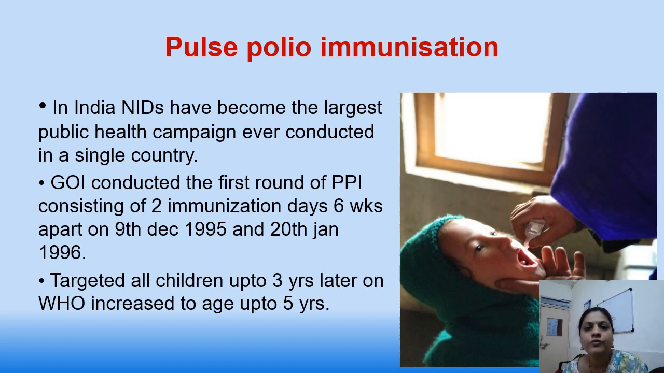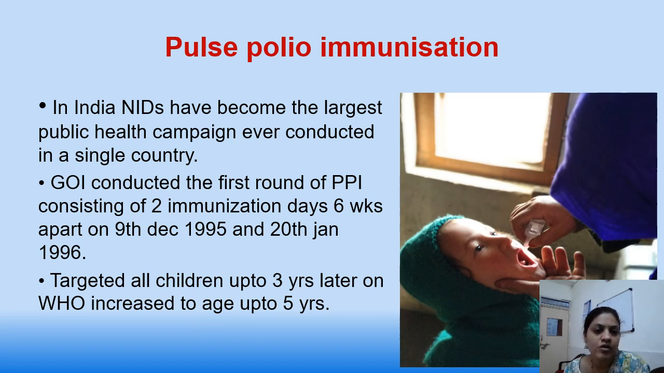Now we come to the fourth important point in eradication. The first was routine immunization. The second was the switch, the third was the AFP surveillance, and the fourth pillar of eradication is the pulse polio immunization program. In India, the National Immunization Days have become the largest public health campaign ever conducted in a single country.